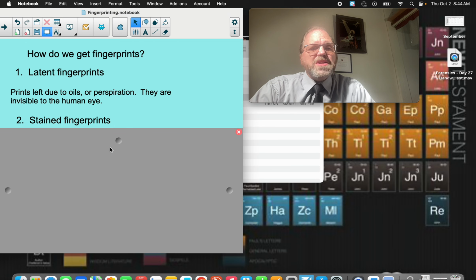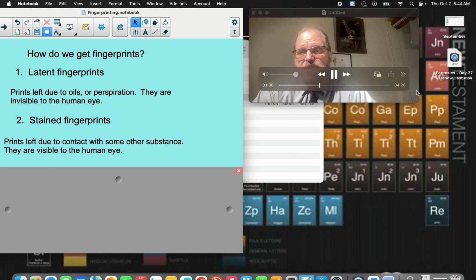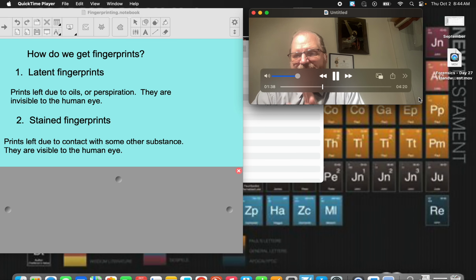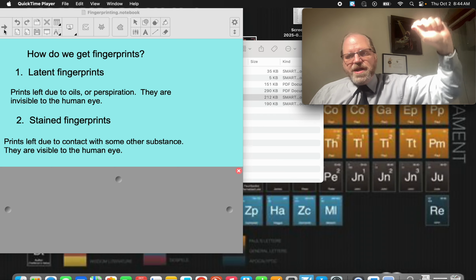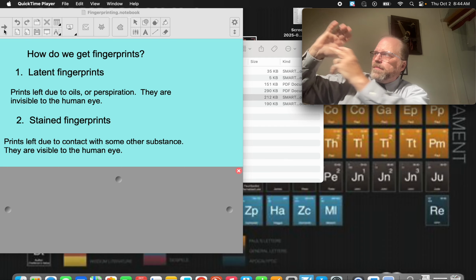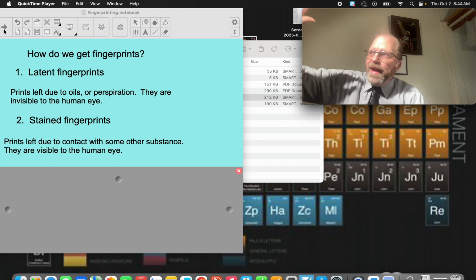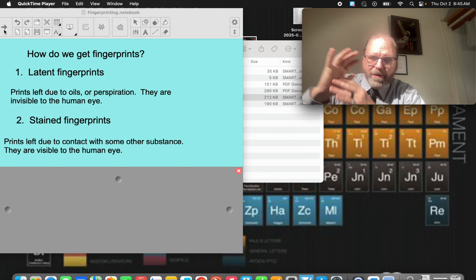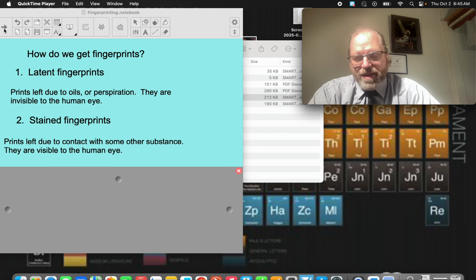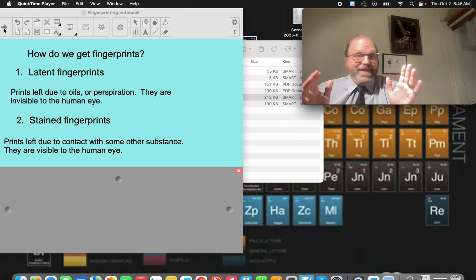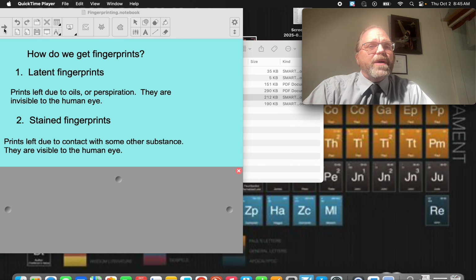The second type are called stain prints. Now, stain prints are prints left due to contact with other substances, maybe oils or paint or blood. And as a result, those prints are left behind and identified. I remember hearing of a case where a guy was cleaning off a murder scene and he leaned over and got his palm print on there because he had touched the blood. That palm print was able to be identified. They brought the person in. They told him that they were just trying to eliminate him. He thought he had gotten them all. He didn't know he had left a print behind.